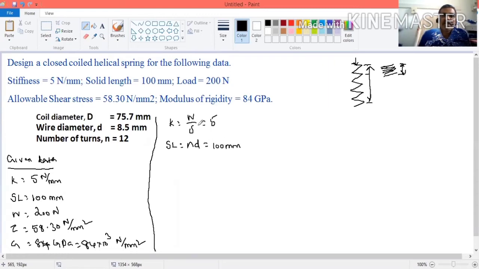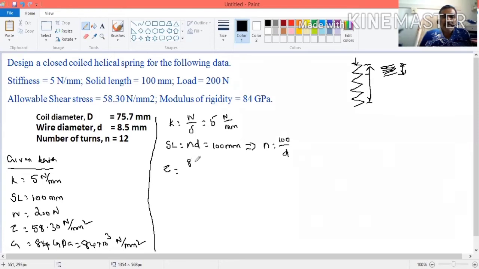What is the unit of stiffness? That is Newton per millimeter. W is given, shear stress is given, everything is given. So from this solid length, we can find n is equal to 100 by d. Okay, this is another equation, and we have the shear stress equation.